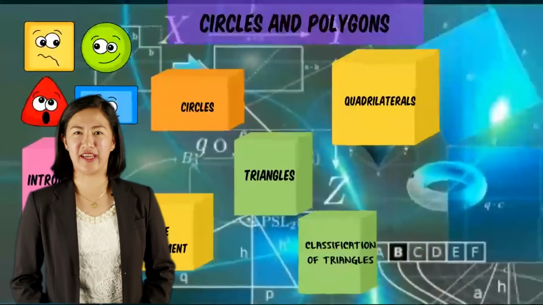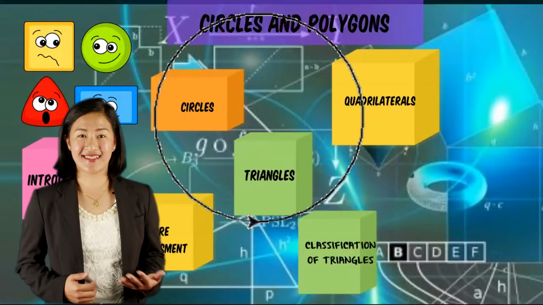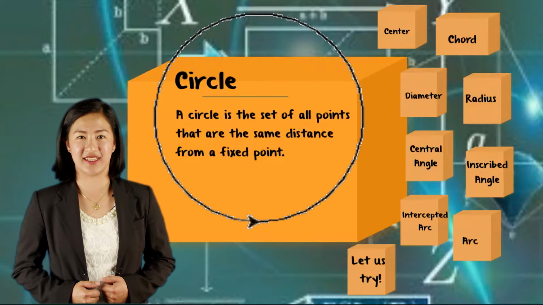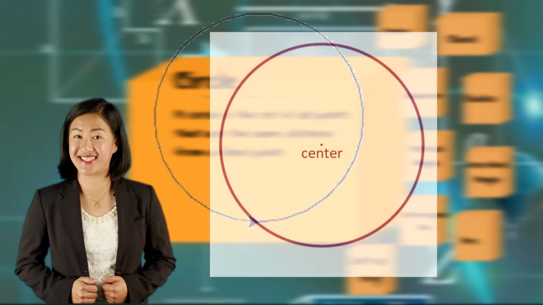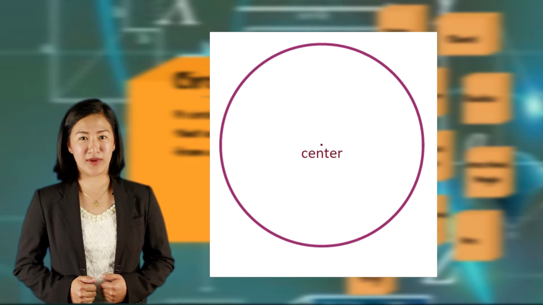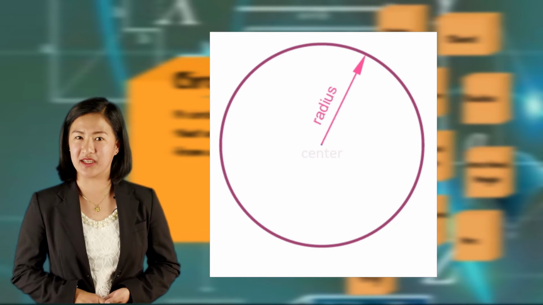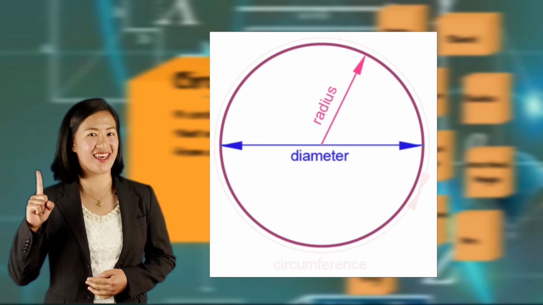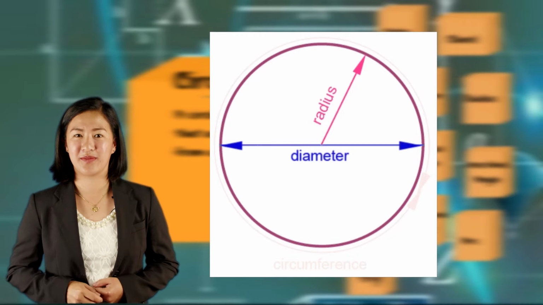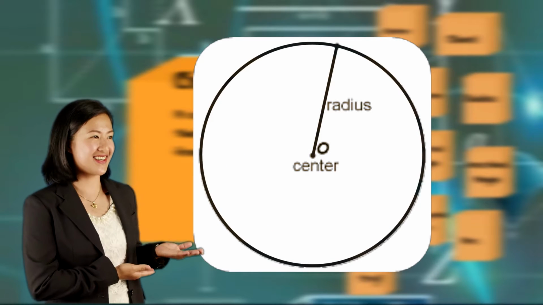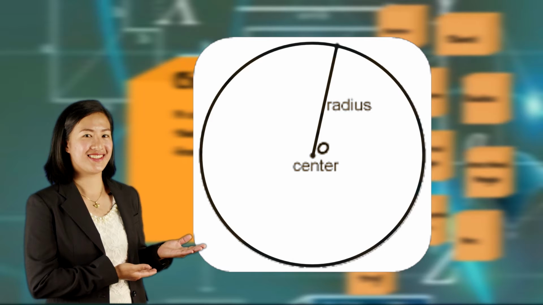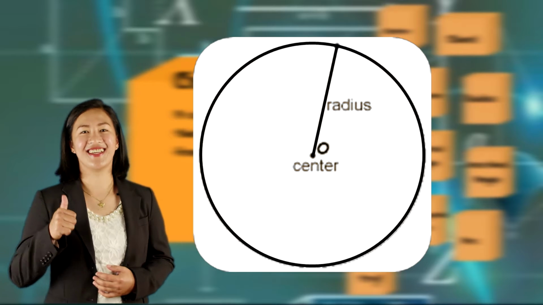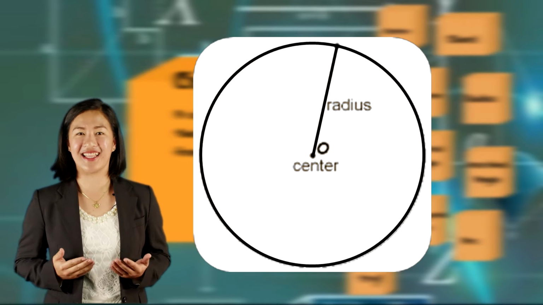Let us start by defining what a circle is. A circle is a set of all points that are the same distance from a fixed point. This fixed point is called the center of a circle. A segment drawn from any point on the circle to the center is called a radius. Note that a circle is named by its center. How do we call this circle? If your answer is circle O, you are correct. Remember that it should be a capital letter.